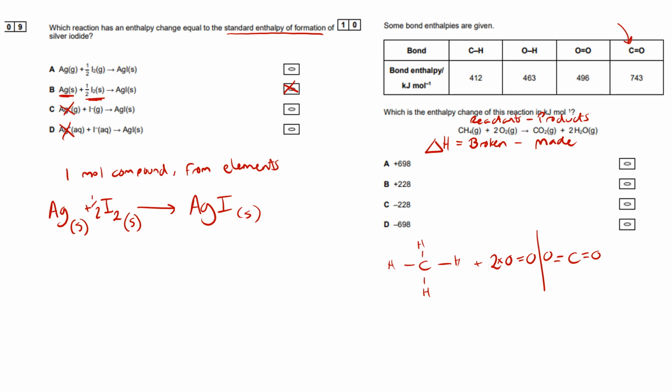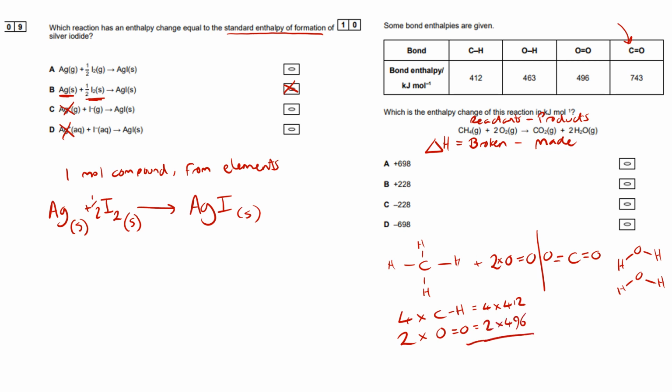I'm going to draw out the 2 water molecules. So bonds broken, you've got 4 lots of CH bonds and 2 lots of O double bond O bonds. So 4 lots of 412, 2 lots of O double bond O, or 2 times 496. So the bonds broken, or the reactants here, are going to give us an enthalpy change of 2,640 kilojoules per mole.